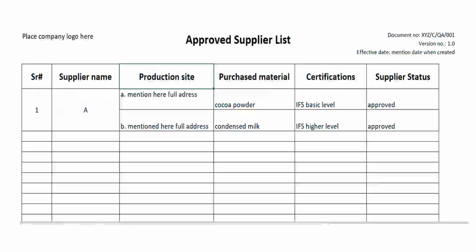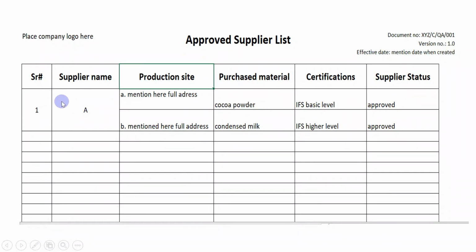I already made that format for you, so we do not spend so much time during the video. As usual, for an approved document, you need to mention the name of the document. In this case, it's approved supplier list. You can also mention supplier list only if you want, but it's fine with approved supplier list as well. Second, mention the company logo on this side, and on this side you need to mention document number, version number and effective date.